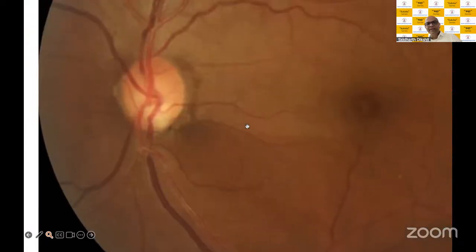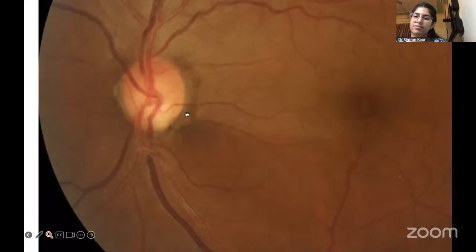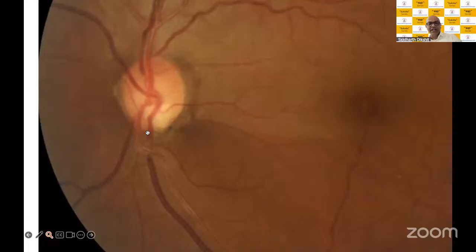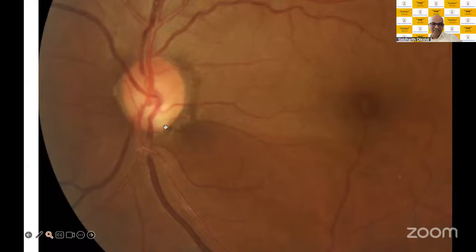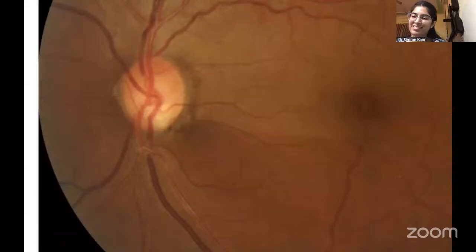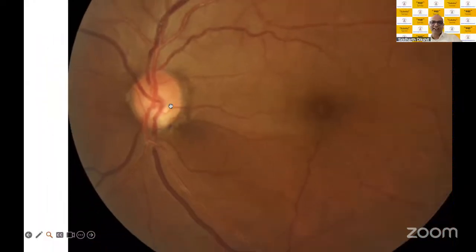And does the superior margin coincide with the beginning of the notch here? Yes, it does. And where does the notch end? Here, yes or no? This is the beginning. Does it end here, yes or no? Maybe. Come on. Does it end here, yes or no? Yes, sir. Right. Yes, Simran sir, you are absolutely right.